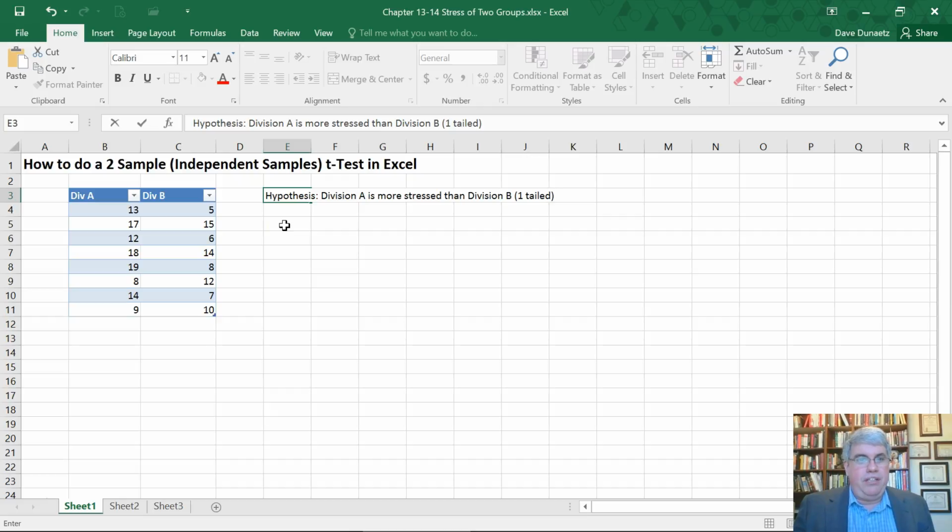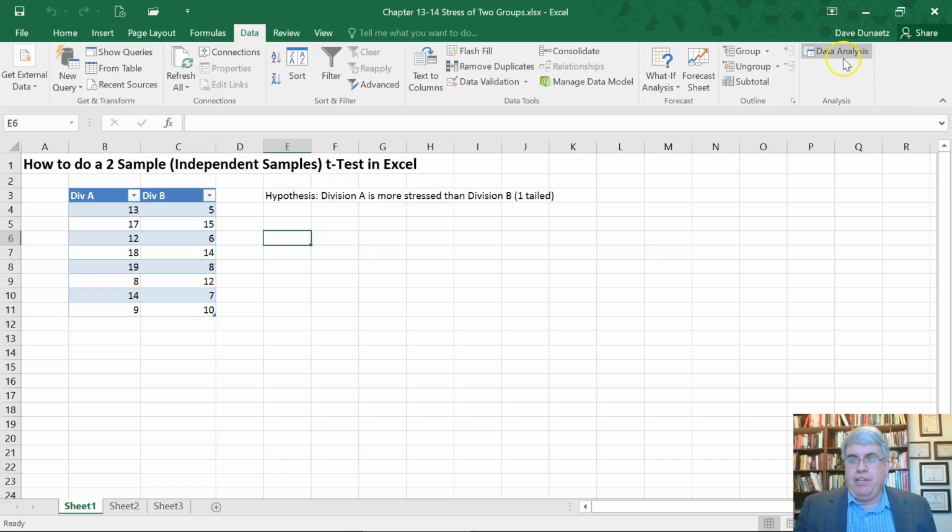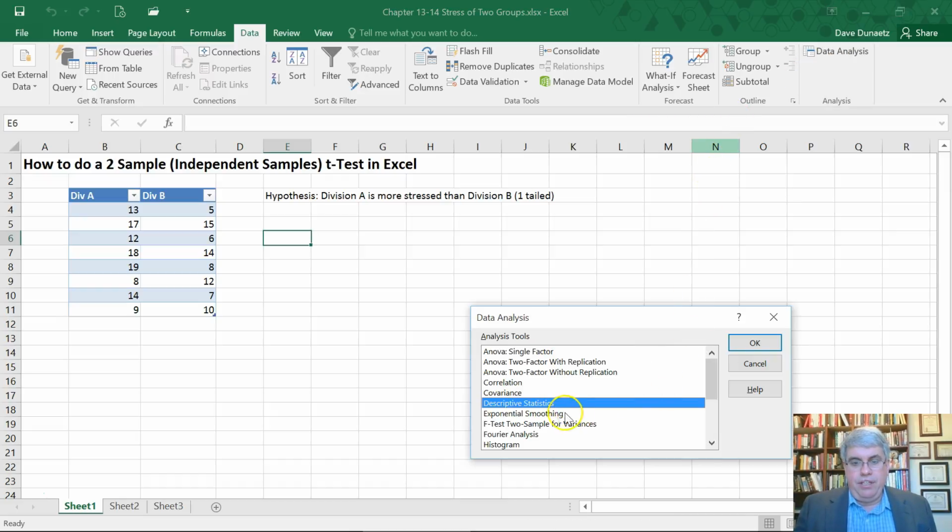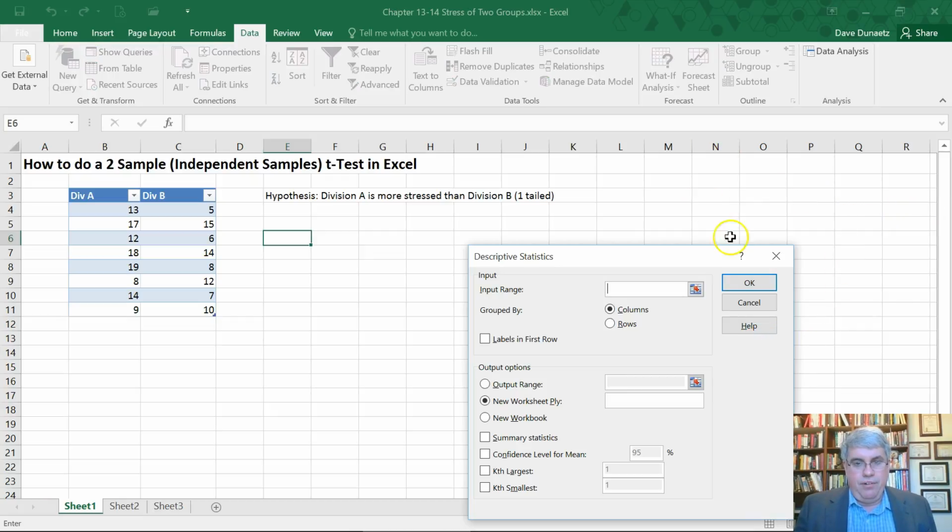So the first thing we're going to do is get some descriptive statistics. We're going to go to Data, and then use the Data Analysis tool that you should have installed. If not, you should check out the video on how to install it. It comes free with Excel. We choose Data Analysis, and then Descriptive Statistics. Press OK. Now the input range, let's get the descriptive statistics for both of them together. So I'll highlight both columns and include all of the data there. They're grouped by columns. There's labels in the first row.